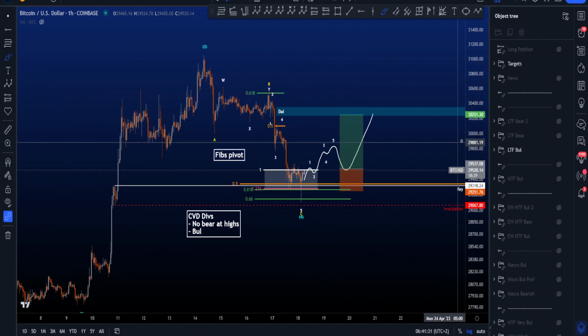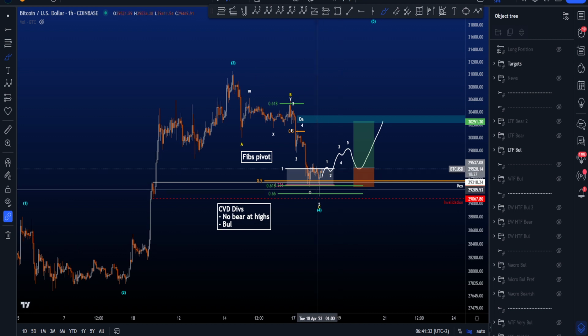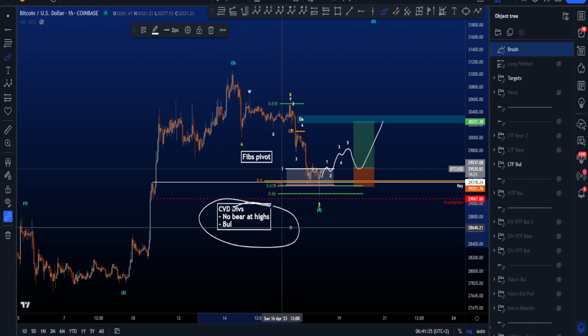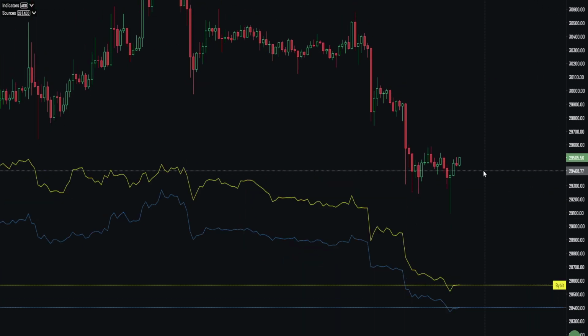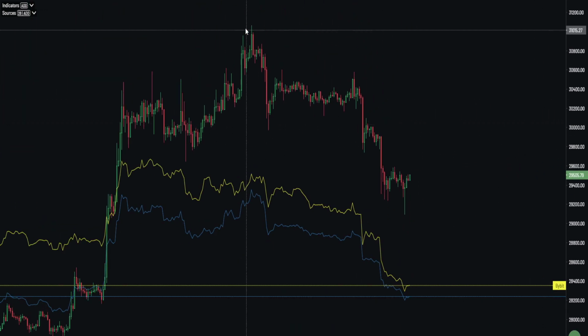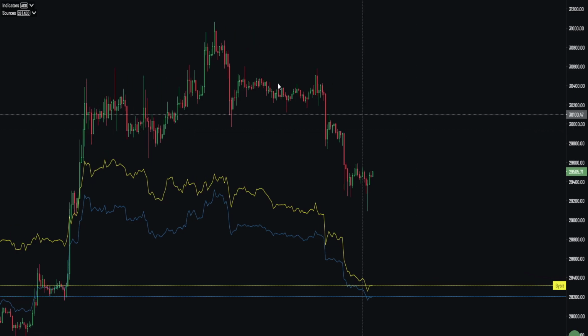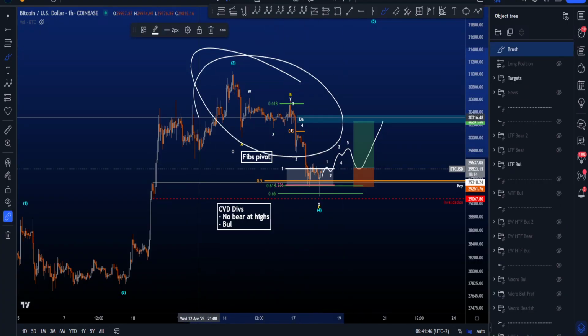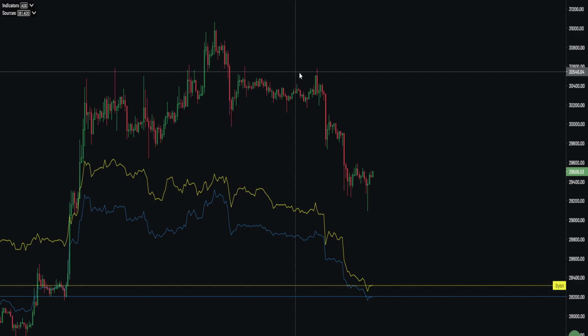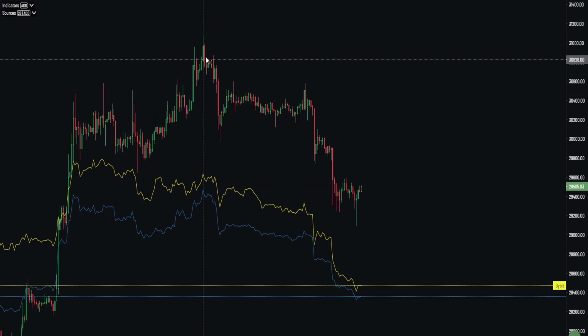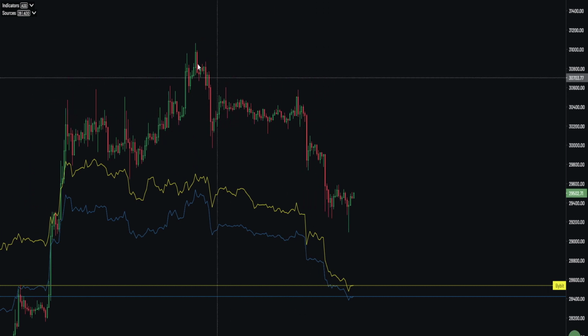Now, 2 other things that I think are important. First of all, the CVD over here. When we look at the CVD on the 1 hour time frame, you will see that we don't have bearish divergences yet. Usually if this is such a big reversal point and we have a lot more downside to go, I like to see at least some bearish divergences. I don't care if it's right at the high or somewhere around these highs, but so far we haven't seen bearish divergences just yet during this move to the downside.